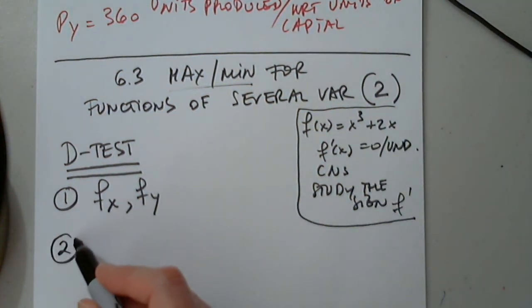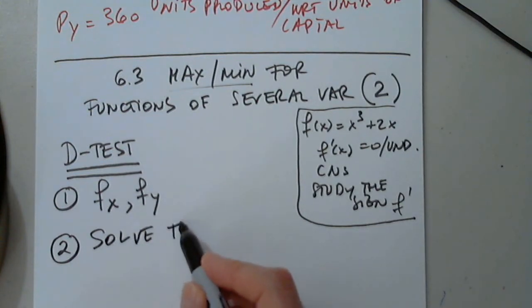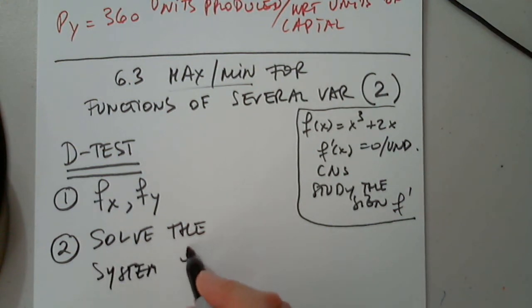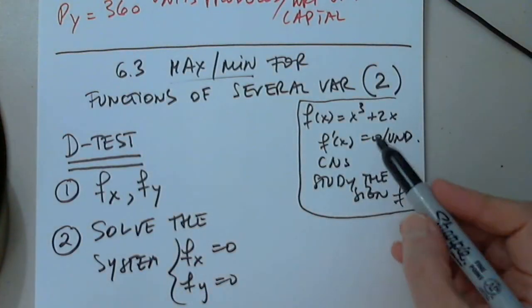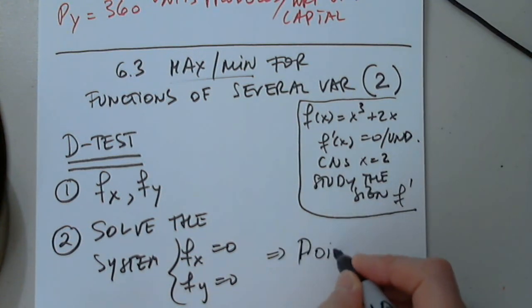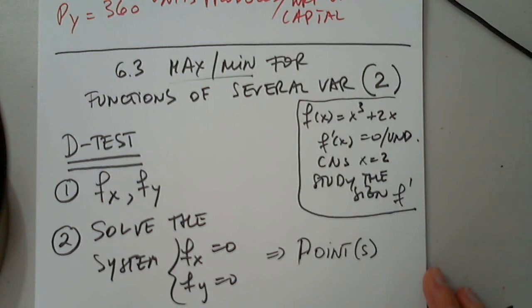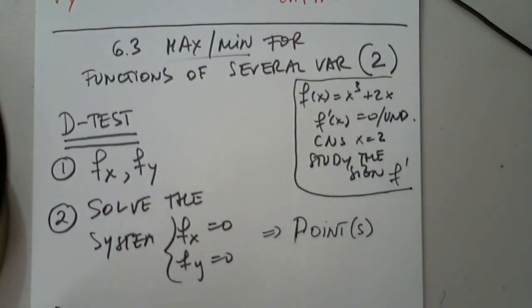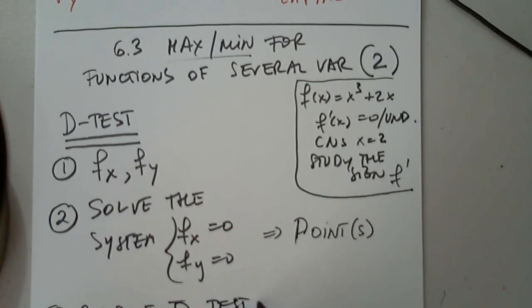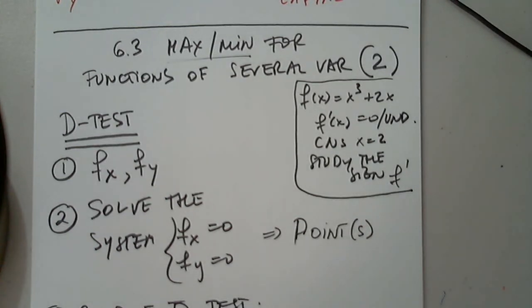In step number 2, we solve the system, exactly the same idea. Fx equals 0, fy equals 0. Instead of having a critical number like x equals 2, we will have from here a point. Point or points, x comma y. And then after we solve, in step 3, we conduct the d-test. And then we conclude. And I will get to the d-test together with you in a minute. Okay?